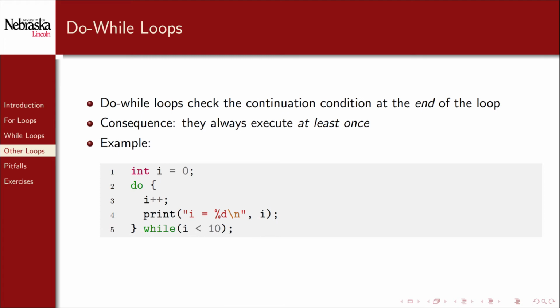Here's an example again printing values 1 to 10. Because a do-while loop checks its continuation condition at the end, we have to increment i before we print it. We also have to initialize it to 0 and use a strict inequality comparison. Otherwise, we'd be off by 1 at either end of the loop. Note also the syntax: we use a semicolon at the end of the while statement. We'll mostly stick with for and while loops, but it's good to be familiar with do-while loops in case you see them out in the wild.